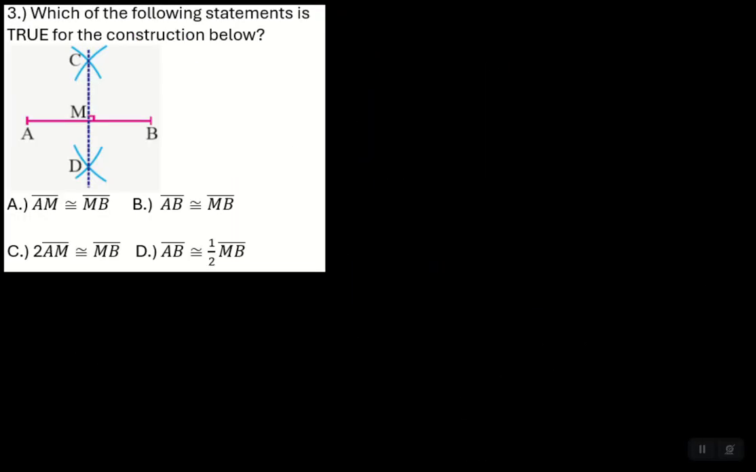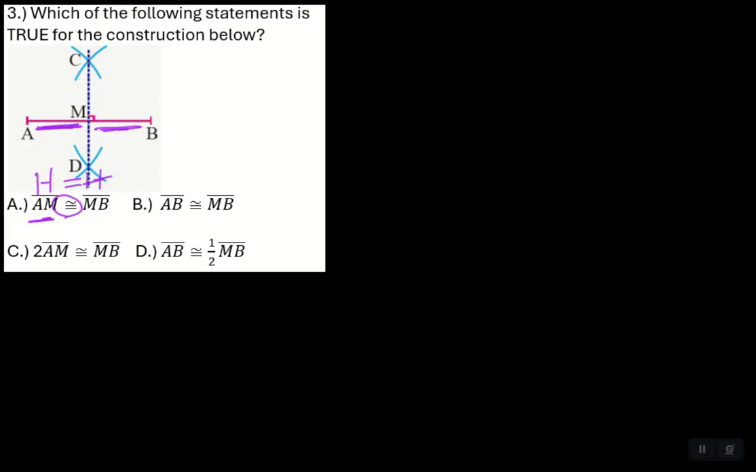Okay, in example 3, this one should be pretty quick and easy. It says, which of the following statements is true for the construction below? Here we have AM. So how do we label these? Let's start with AM. Is it a half or a whole? Here we see AM as a half. Anytime we see the congruent symbol, we're just going to put equals. And MB is the other two letters, and that's another half.